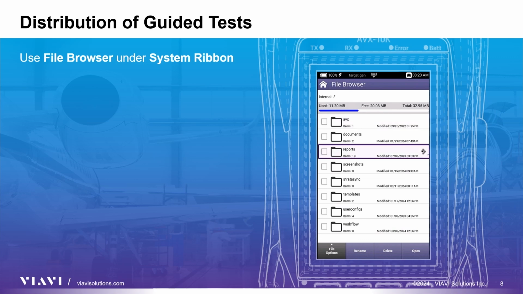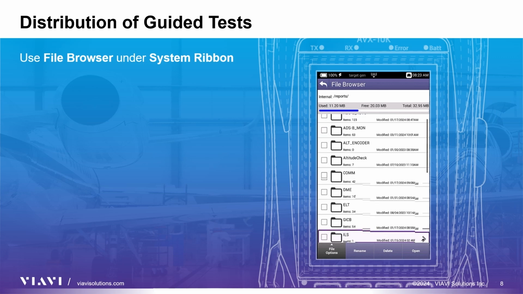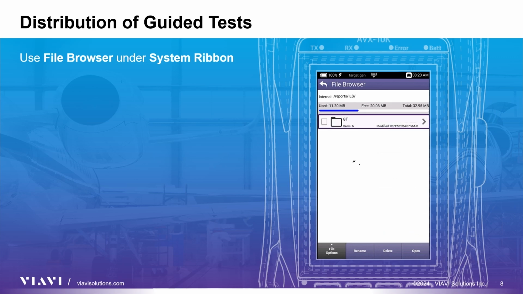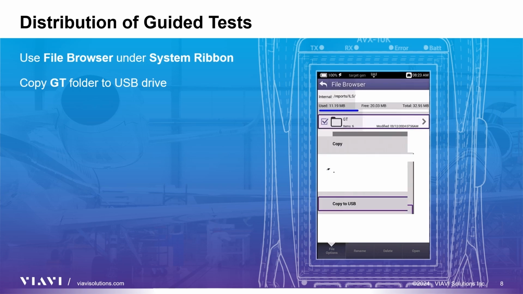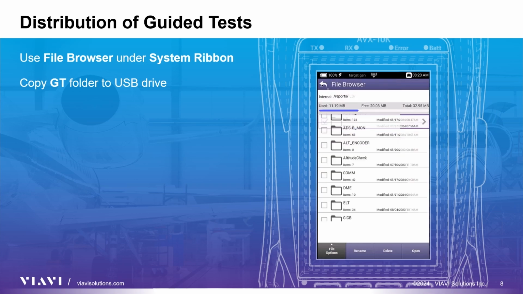Navigate to Reports, and then the application that holds the guided test. In our case, it was ILS. Then, to copy all of the created guided tests, select the GT folder, then press File Options and copy to USB. This will place all of the ILS guided test files onto the USB thumb drive.